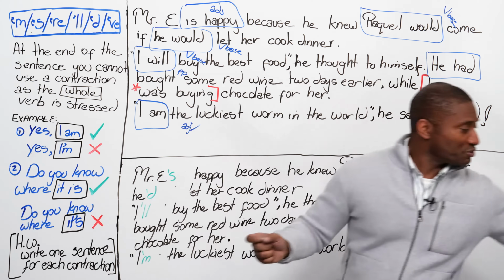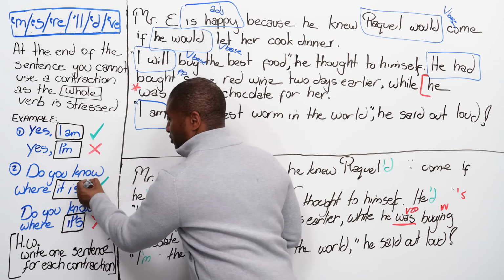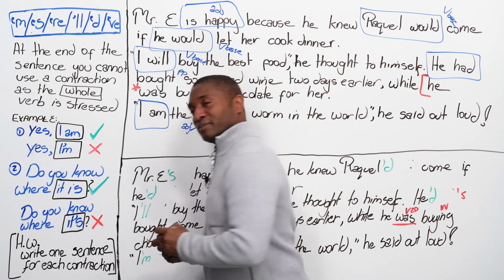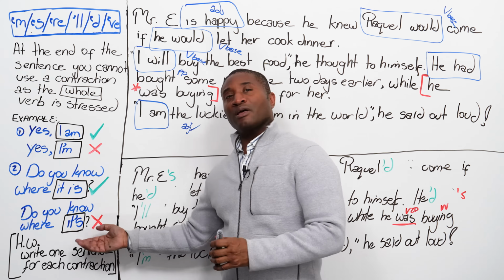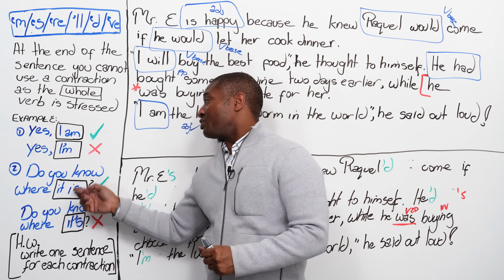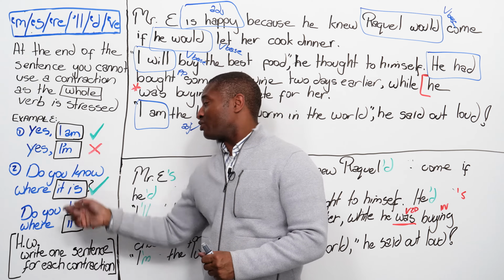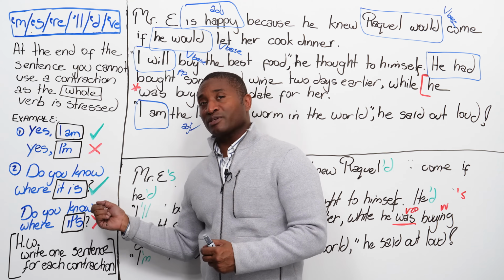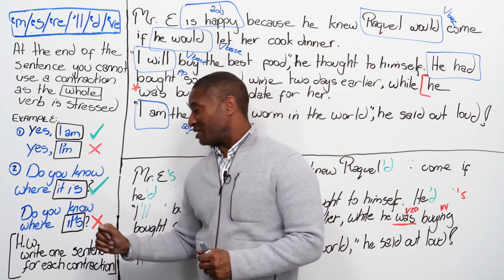So I should have put a question mark there. Do you know where it is? Question mark. This leads to it's, like I'm adding on to the sentence. So at the end of a sentence, you have to actually use the verb in itself. You cannot contract it. It confuses the person listening. If it's anywhere else, it's okay.